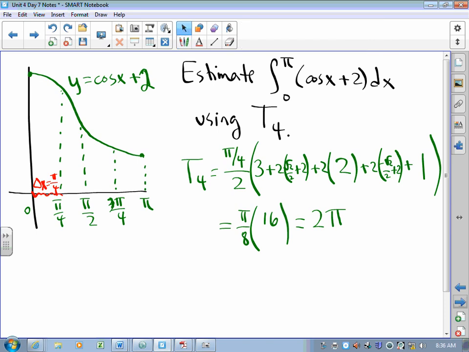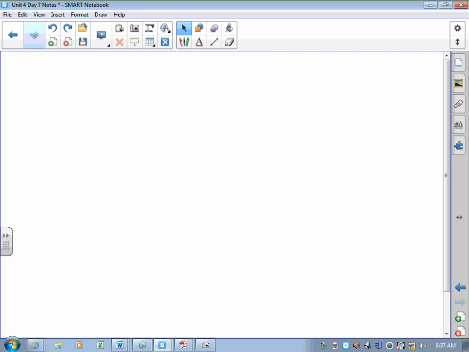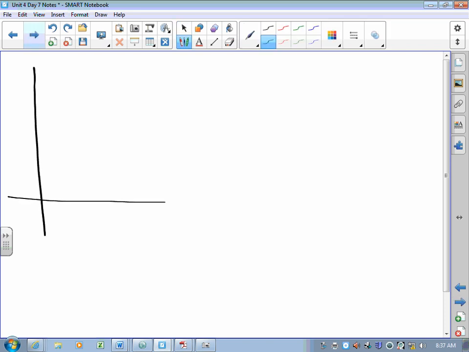But more importantly than the arithmetic is the idea that we've got delta x over 2 times first, last, and then 2 of everybody in the middle. That is a key. One more. We're actually almost done.